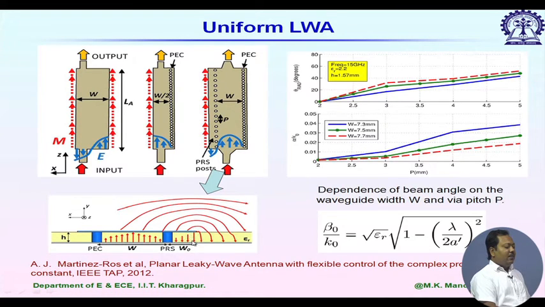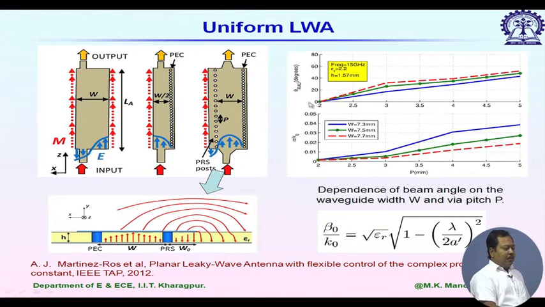Inside the guiding structure we have TE10 like mode, but outside this we have some extension here. We have a parallel plate like mode and then fringing field in air, and for this we have electric field and magnetic field in the same phase, so we have radiation from this. So, we can control beta by controlling W, and we can control alpha by controlling P. Here is a plot.